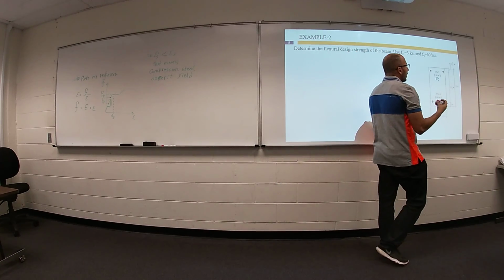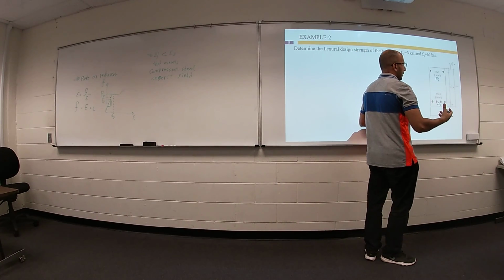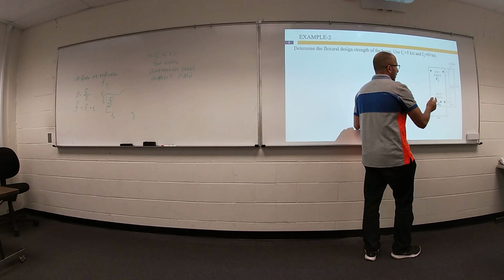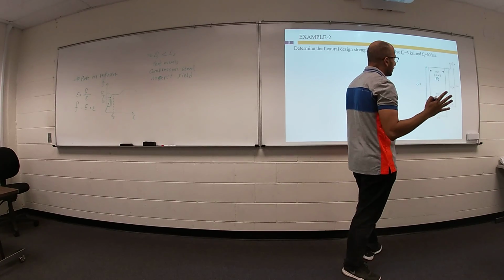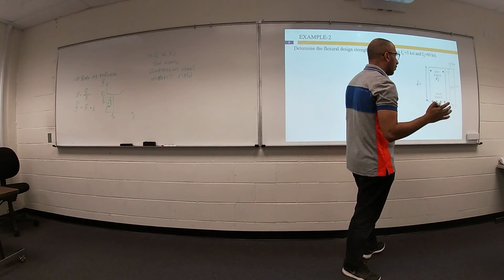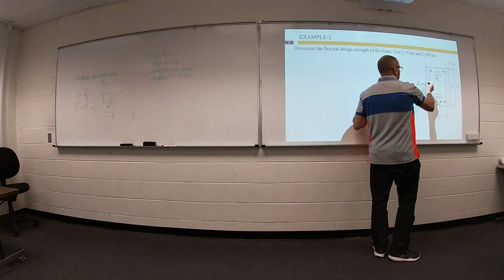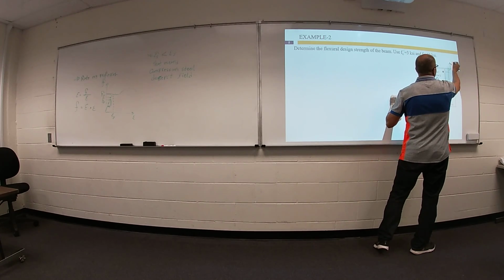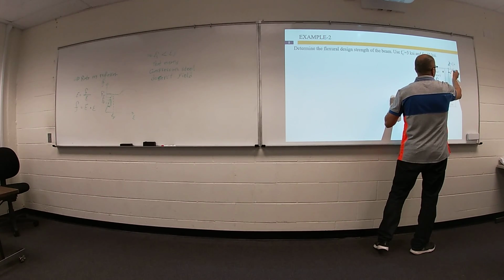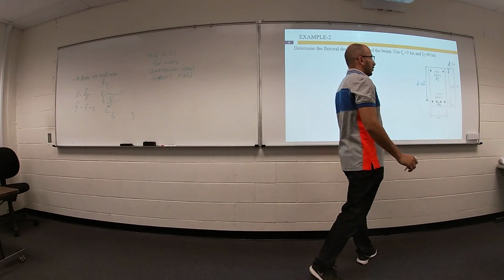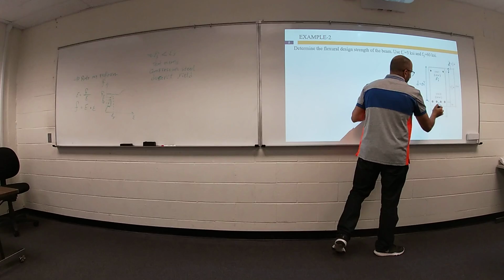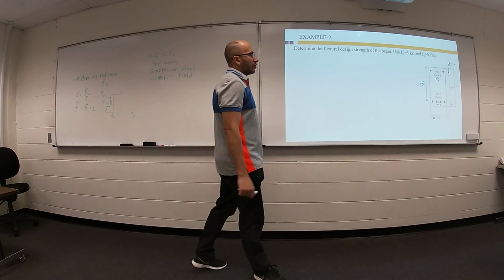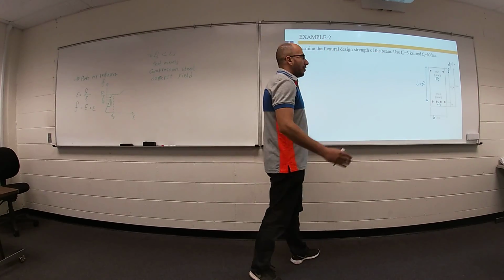Before starting, what is the value of your depth? This depth, d. 24. Any answer? 24, yes. What is the value of d'? 2.5 inch. Before starting, what is the value of b? 14, the width of the cross section, 14 inch. Then go ahead.